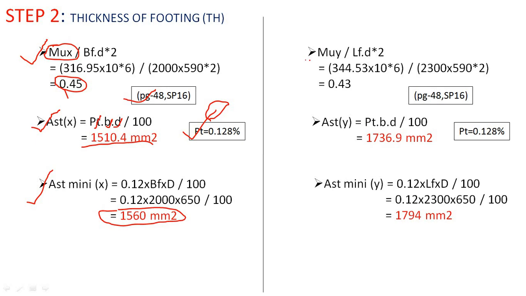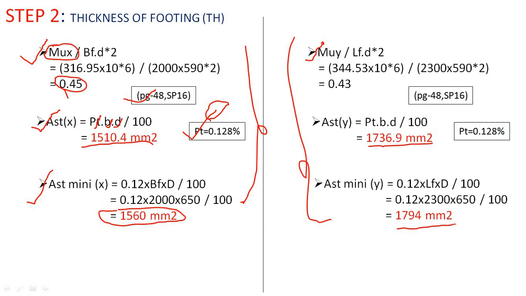Similarly for the y direction, as we have calculated for the x direction, similarly we will do for the y direction. So in y direction we have found the value of AST in y direction as 1736.9 mm square, and minimum steel in y direction as 1794 mm square.